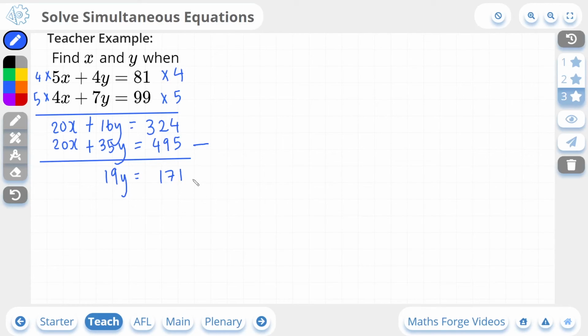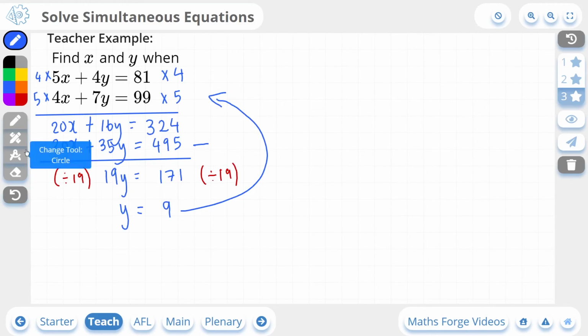Now that we have 19y is equal to 171, I can simply divide both sides by 19 to get y on its own. And this is going to give us the following. y is equal to 9. Now that we found our y value, which is 9, I'm going to take it and input it into one of the original equations. In this case, I'm going to choose to input it into the first equation as we are dealing with smaller numbers.